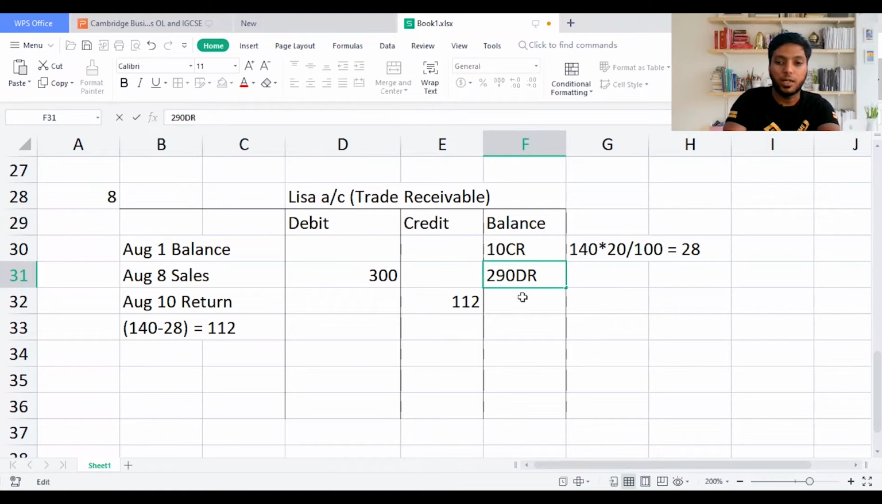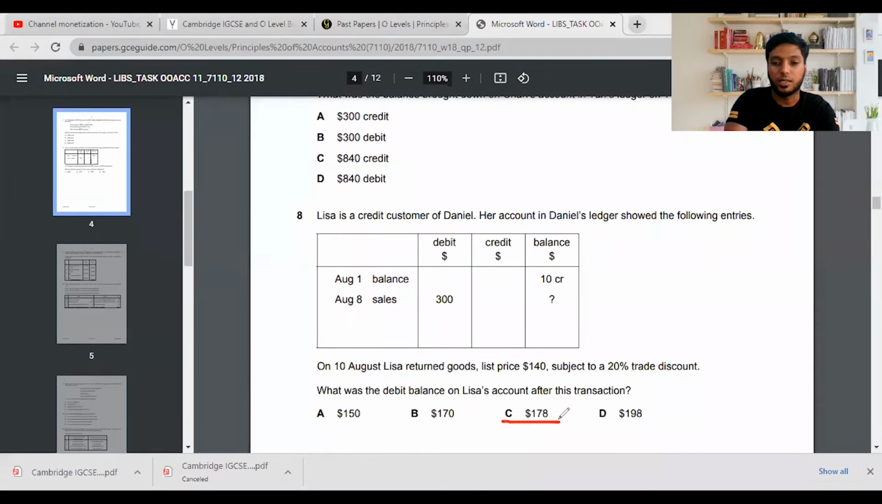And then from 290, you are going to deduct 112. So what's the value you will be getting on the debit side? So 290 minus 112 will give you a value of 178. So the answer for question number 8 is going to be C. So C is the answer because we got 178. I hope you guys understood how we got this answer.